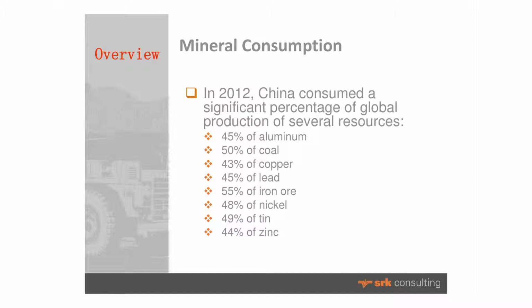In terms of mineral consumption, in the year 2012, China consumed a significant percentage of global production of several resources. So you see, in descending order, iron ore, coal, tin, nickel, aluminum, lead, zinc, and copper. They're all well over 40%.